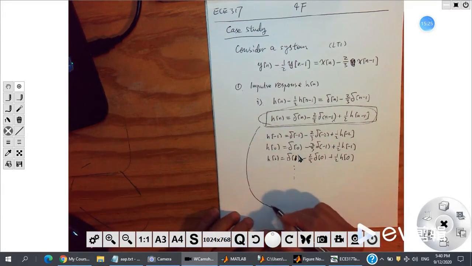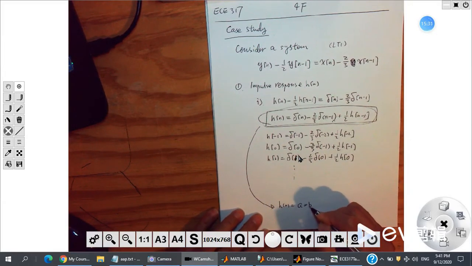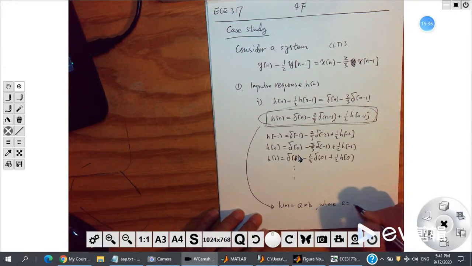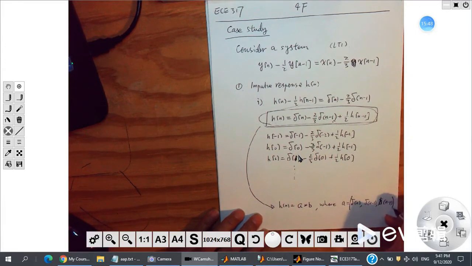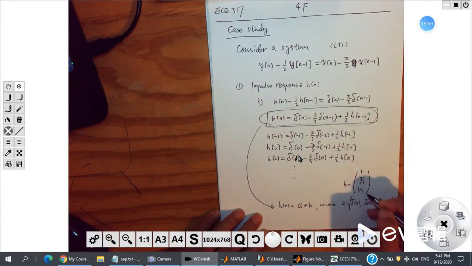This one, you can write as h equal to a times b, where a equals delta of n, minus 1, delta of that is h of n minus 1. It's a row vector, and b is a coefficient column: 1, negative 2/3, and positive 1/2. So a times b, you see a row vector times a column vector, right?